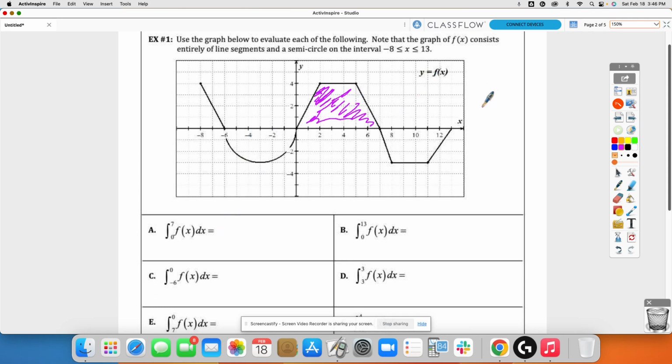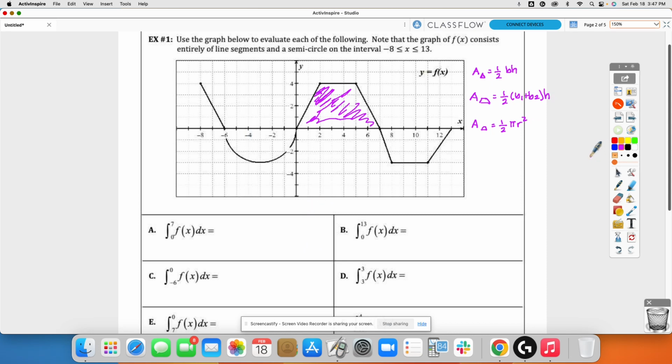Let's review what areas we have here. We have the triangle, and the formula for the area of a triangle is 1/2 base times height. The area of a trapezoid is equal to 1/2 times base 1 plus base 2, there are two bases, multiplied by the height. And then we have the area of a semicircle, which is equal to 1/2 the area of the circle, so 1/2 pi r squared.